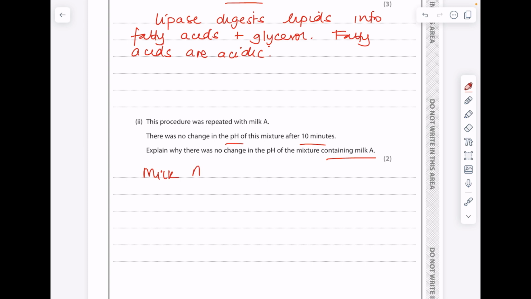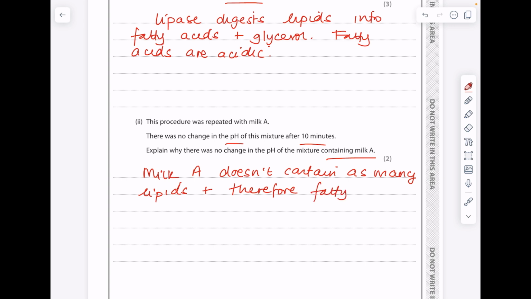Milk A doesn't contain as many lipids, and therefore fatty acids weren't produced. Hence why we didn't see a lowering of pH.